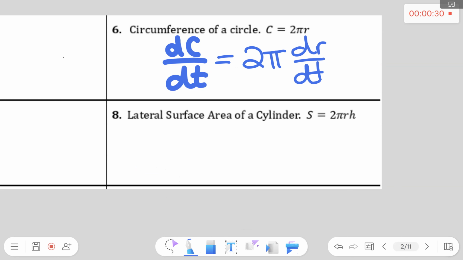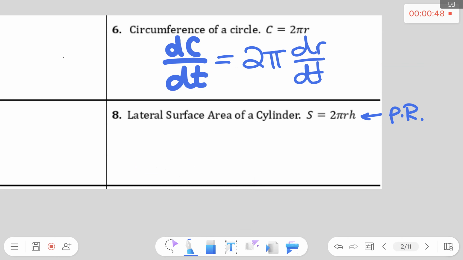Now, let's hop into number 8. We have 2 variables. Are either one of those time? No, so we have to do implicit differentiation to both of them. But since it's multiplication, what do we also have to do? Product rule.